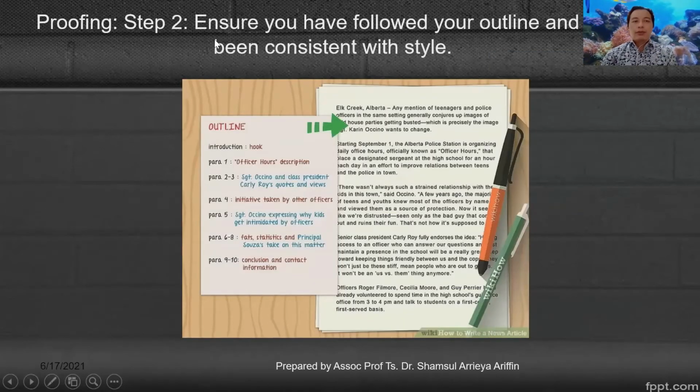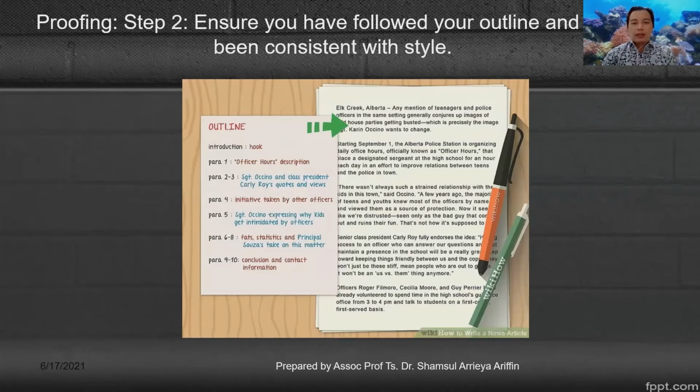Step 2, in proofing. Ensure you have followed your outline and have been consistent with style. This is also like you writing a journal, right? If you use some form of terminology, you need to use the terminology consistently throughout your article. You mustn't change your term.